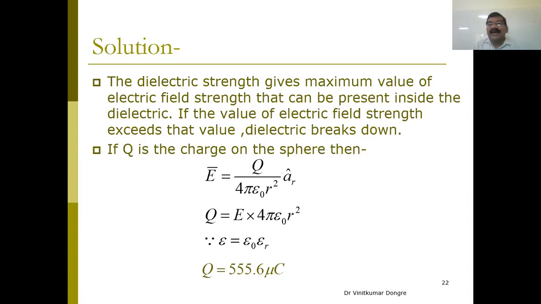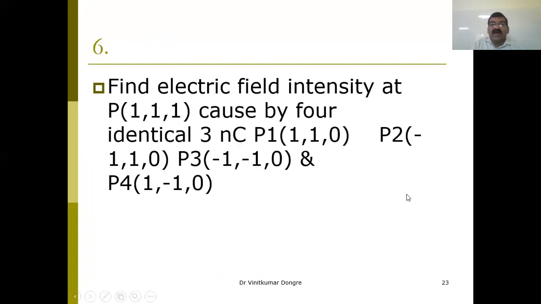Okay, so you will get the answer. It is not that much difficult. Okay, so I'll go further. I'll give one simple example. Find the electric field intensity at P equals 111 caused by 4 identical 3 nanocoulomb charges located at P1 at 110, P2 at -110, P3 at -1 -10, and P4.